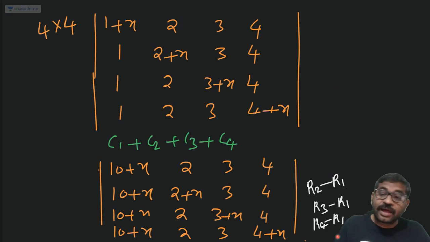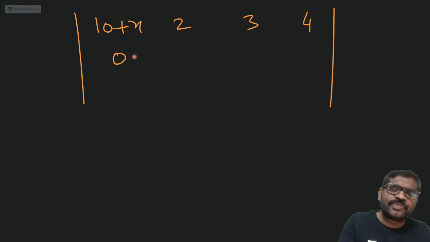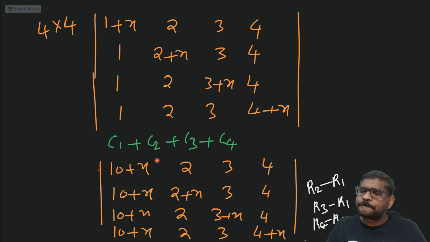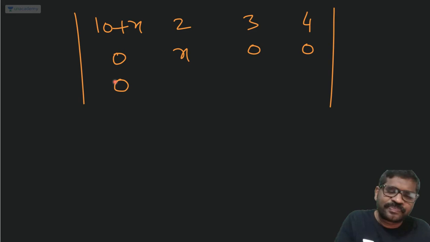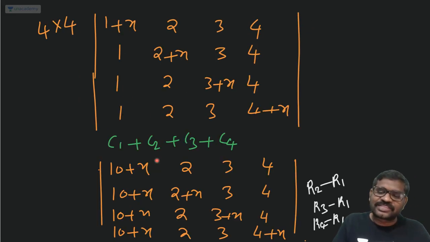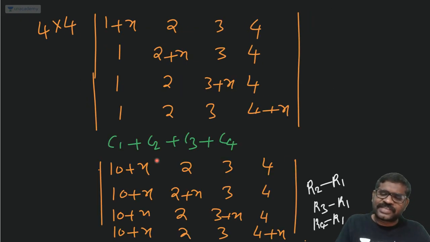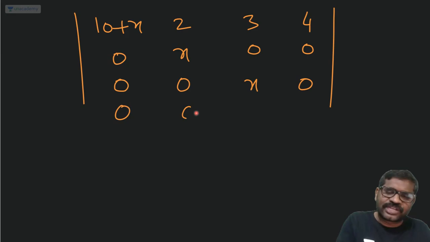Now, R2 minus R1: 10 plus x minus 10 plus x, 0. 2 plus x minus 2, x. 3 minus 3, 0. 4 minus 4, 0. Then 10 plus x minus 10 plus x, 0. 2 minus 2, 0. 3 plus x minus 3, x. 4 minus 4, 0. 10 plus x minus 10 plus x, 0. 2 minus 2, 0. 3 minus 3, 0. 4 plus x minus 4, x.